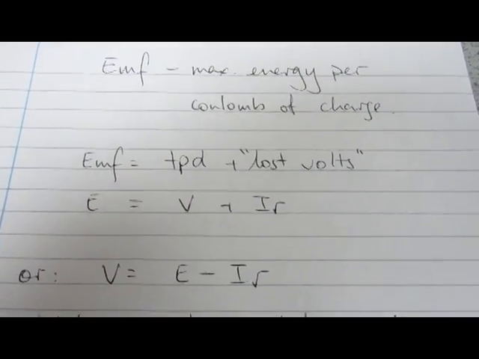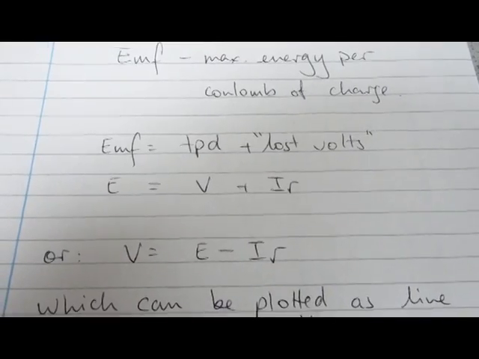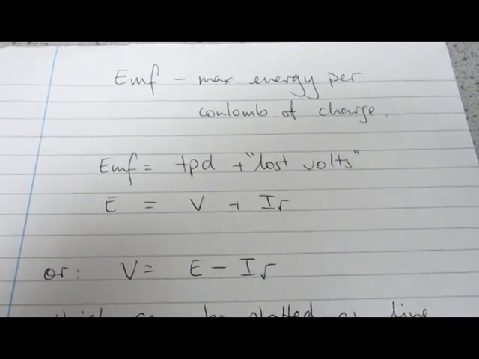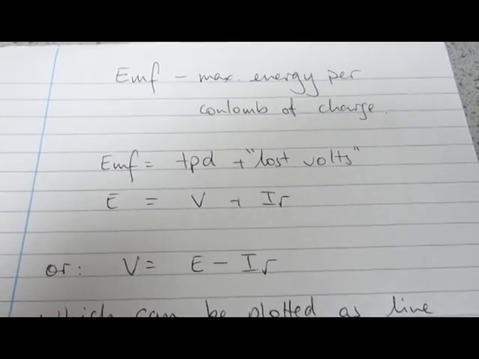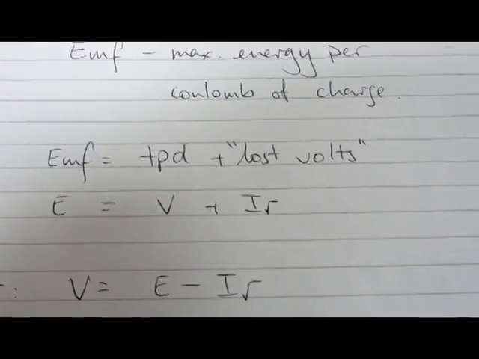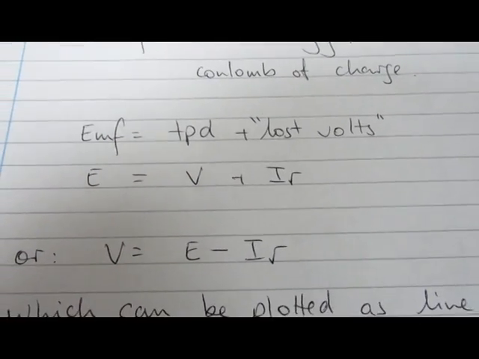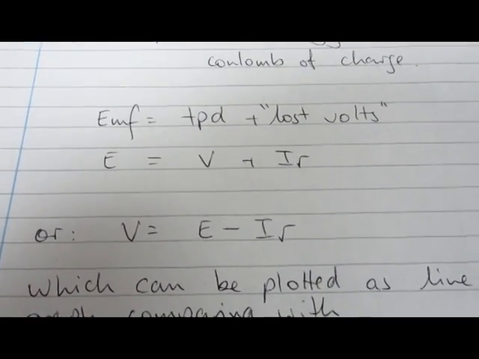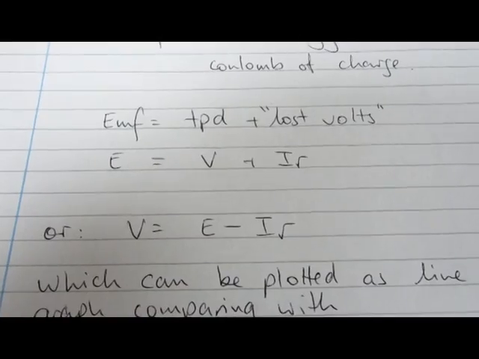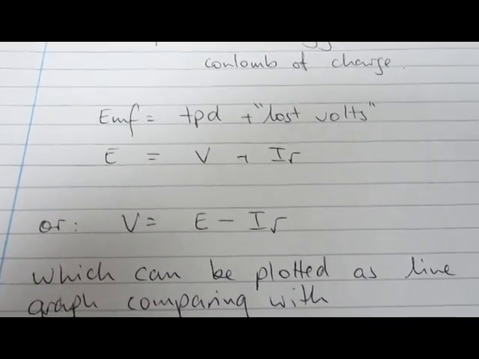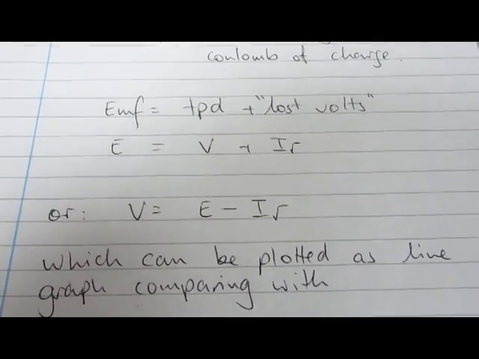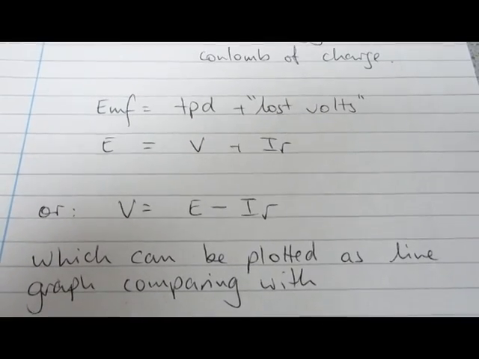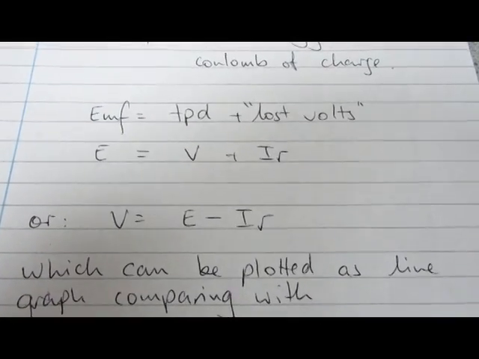It actually comes from this kind of relationship here. The EMF, remember, is the maximum, and that's equal to the TPD, the terminal potential difference, plus our lost volts. Now EMF, because it's a particular value, is given its own symbol of capital E. V represents the terminal potential difference, and Ir is equal to the lost volts. That's a small r in this case for internal resistance.